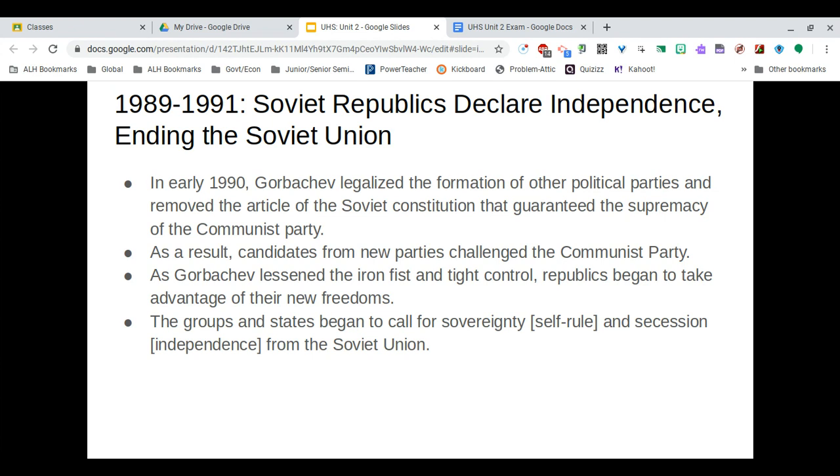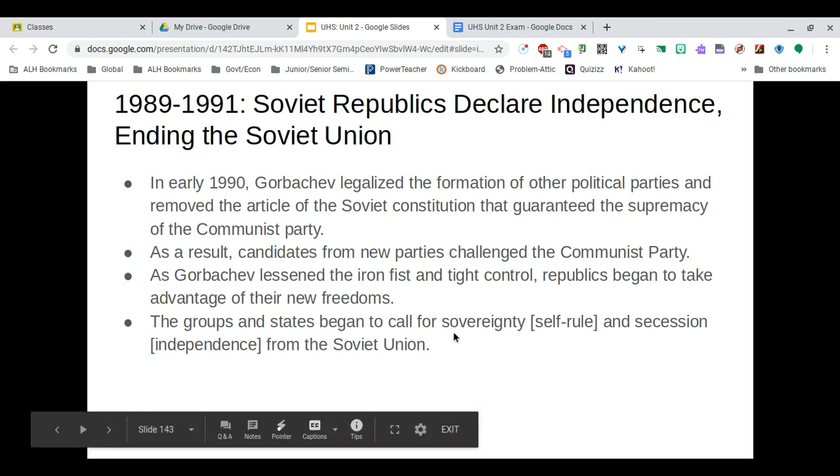And so now you start seeing this huge change. They're starting to now challenge the Communist Party. Gorbachev's lessons: the iron fist, tight control. Republics began to take advantage of new freedoms, and they start to declare that they want sovereignty, which means self-rule, okay? And they want to secede and leave the Soviet Union.